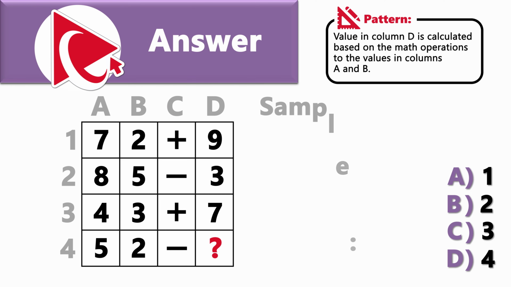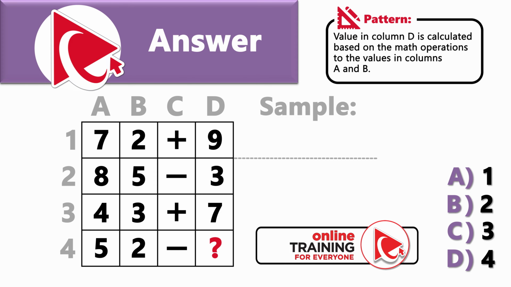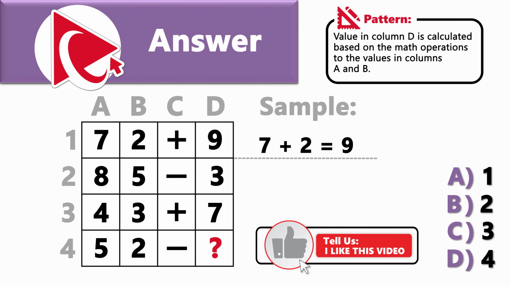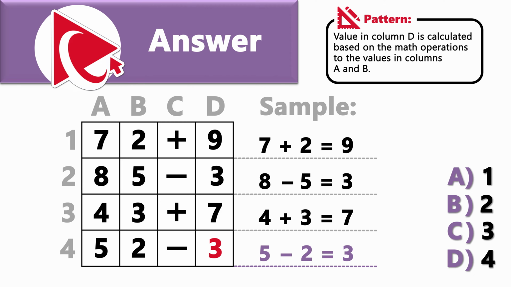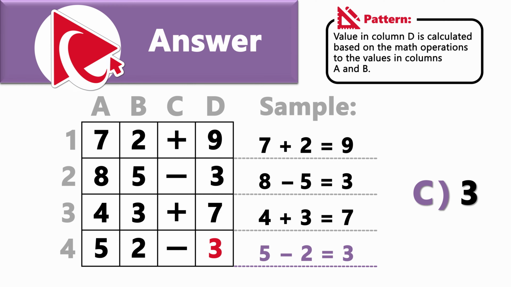To calculate the value in row 1, we need to add 7 plus 2, and the result is equal to 9. The value for row 2 is calculated as 8 minus 5 and equals 3. For row 3, 4 plus 3 equals 7. Let's do the math now for the missing value. 5 minus 2 equals 3. So the correct answer here is choice C, 3.